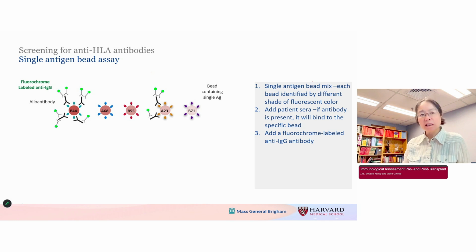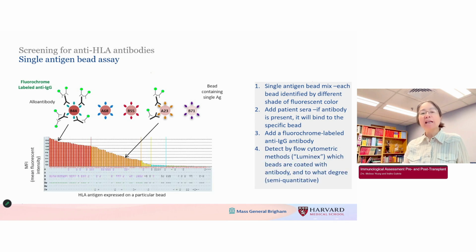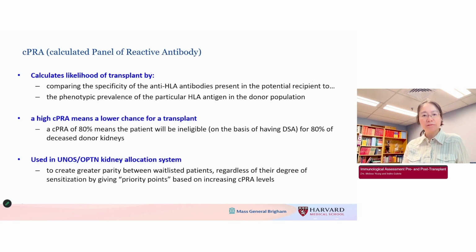Again, we use a secondary fluorochrome conjugated antibody that only detects IgG. And then the readout is by flow cytometry, otherwise known as Luminex, and you get a mean fluorescent intensity of what this looks like. Again, the labs will set the cutoffs to be more stringent or less stringent in calling antibodies.